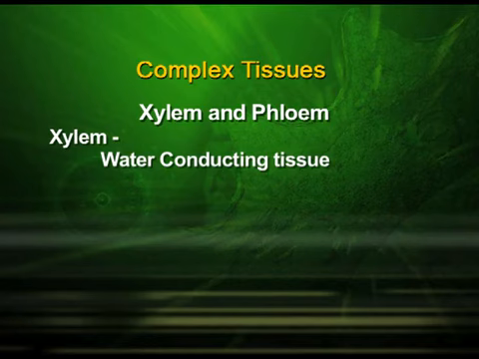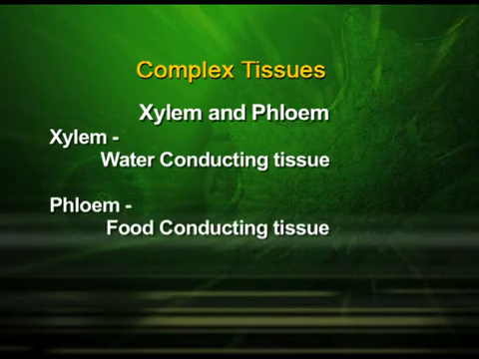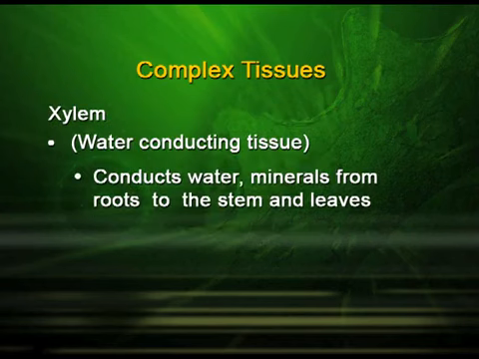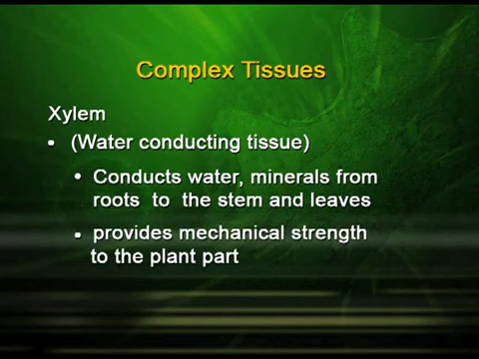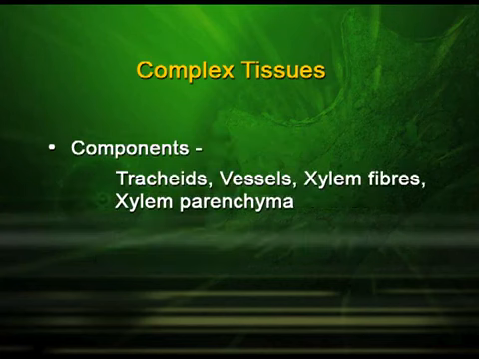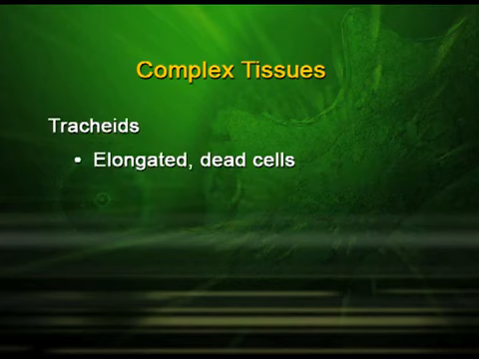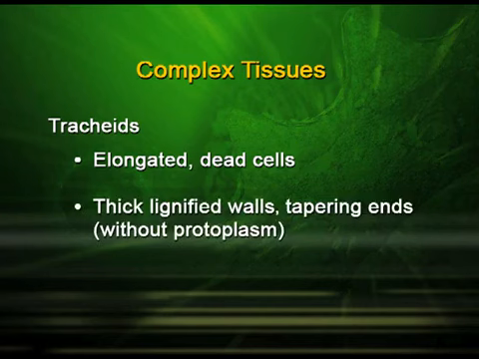The complex tissues are made up of xylem and phloem. Xylem is known as the water conducting tissue and phloem is known as the food conducting tissue. Xylem is responsible for conducting water and minerals from the root to the stem and leaves. It provides mechanical strength to the plant parts. Their components are tracheids, vessels, xylem fiber and xylem parenchyma. The tracheids are elongated dead cells. They have thick lignified walls with tapering ends and are devoid of protoplasm.